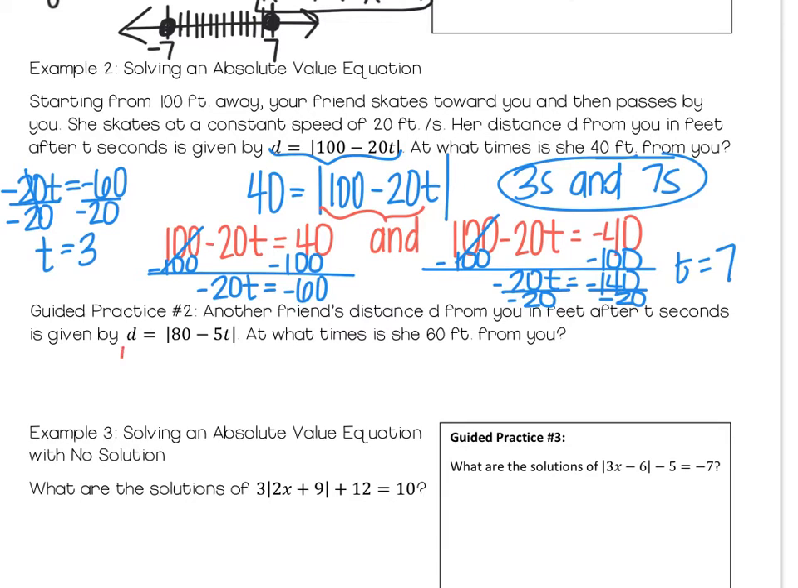Okay, so what you're going to do is plug in 60, and then you solve it. That's the part I'm not going to do. And you should get that she will be 60 feet away from you at 4 seconds and at 28 seconds.